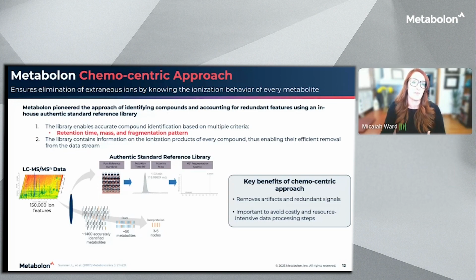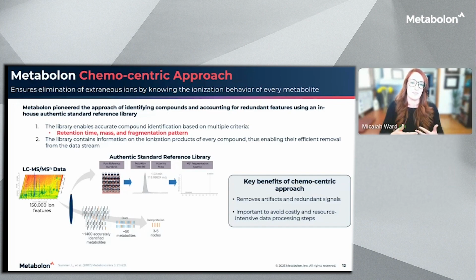So at Metabolon, we use what we call a chemocentric approach to address this challenge. With each project, we generate approximately 150,000 ion features, but these 150,000 ion features do not necessarily translate to 150,000 metabolites in your sample.